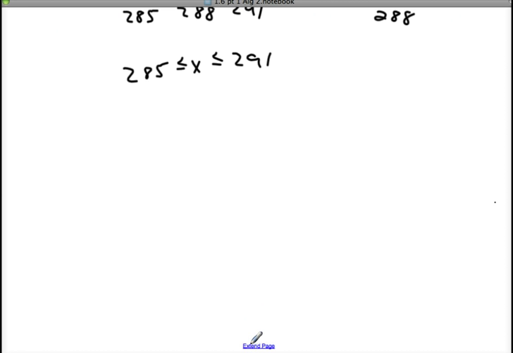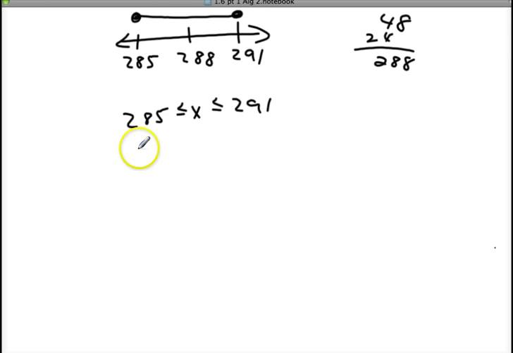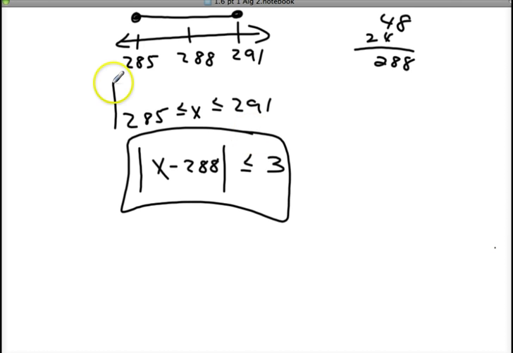Then if I want to write the absolute value, I say the values that I want, x, could be anything from 285 to 291. The distance between that and the middle, it's x minus 288, that distance has to be less than or equal to, because we're closer to the middle, 3. Compound inequality on top, absolute value inequality on the bottom.